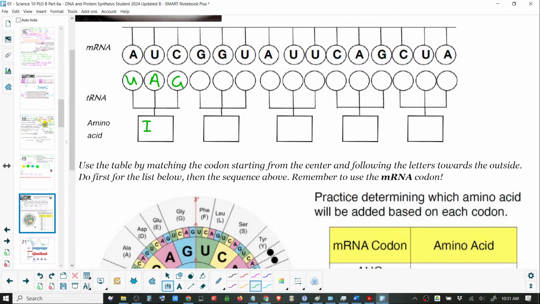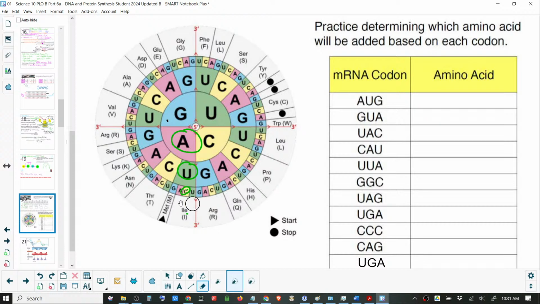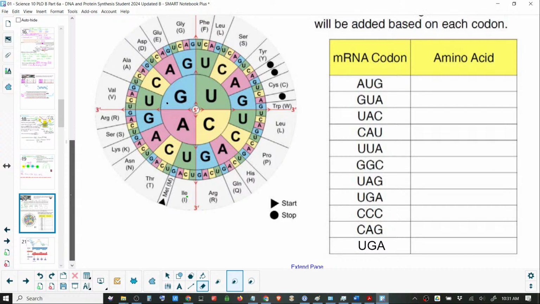So for the circle one, you use the tRNA? No, you always use the mRNA. This is just getting the tRNA and then seeing if you get confused enough to use it. So I've done the first one. You can do the other ones.